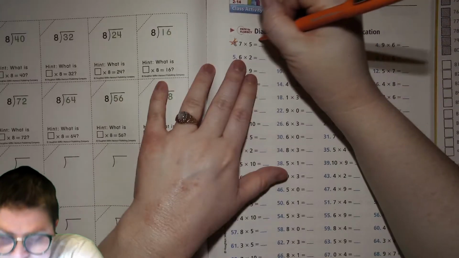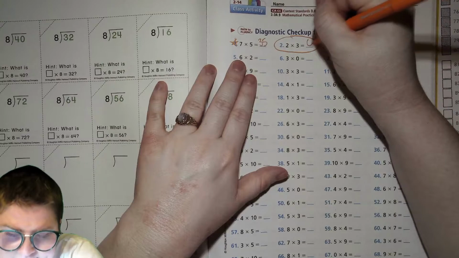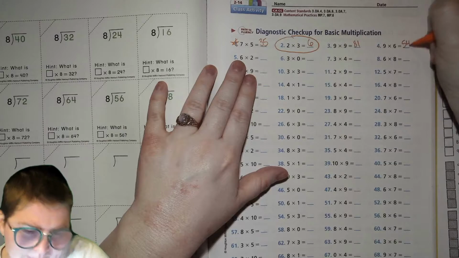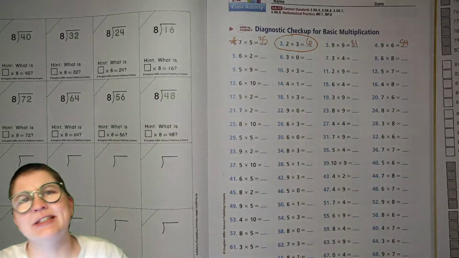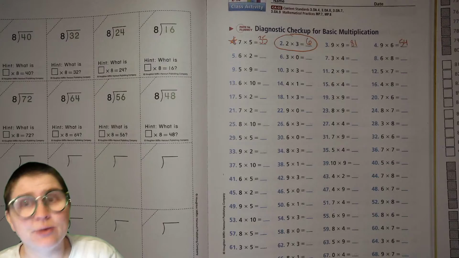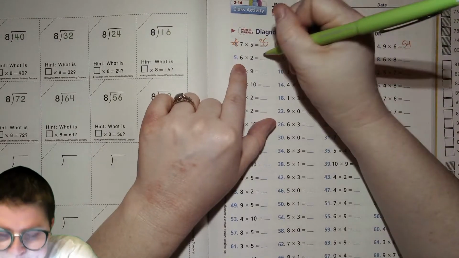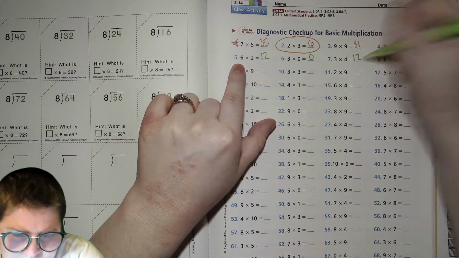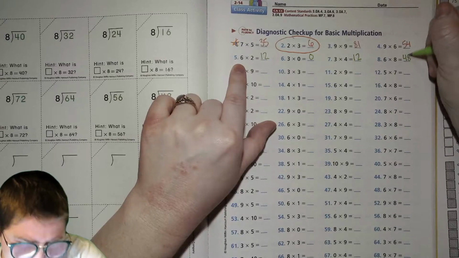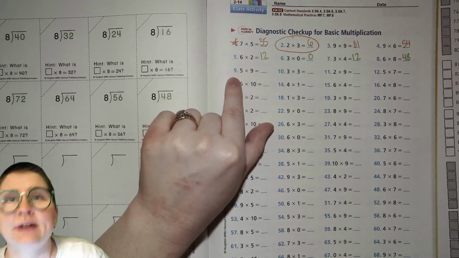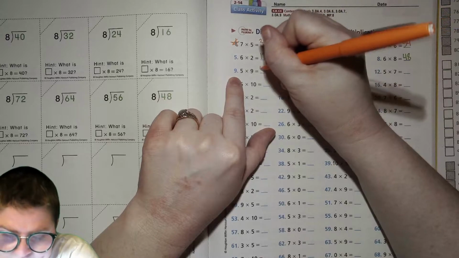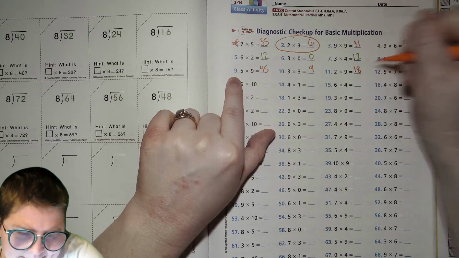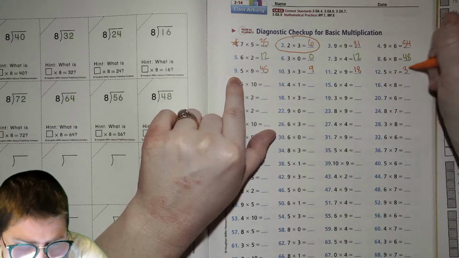7 times 5 is 35, 2 times 3 is 6, 9 times 9 is 81, and 9 times 6 is 54. I'm going to switch colors just so it's easy for you to see on the row which one we're doing. Next row, 6 times 2, 12. 3 times 0, 0. 3 times 4, 12. 6 times 8, 48. Third row, 5 times 9, 45. 3 times 3, 9. 2 times 9, 18. 5 times 7, 35.